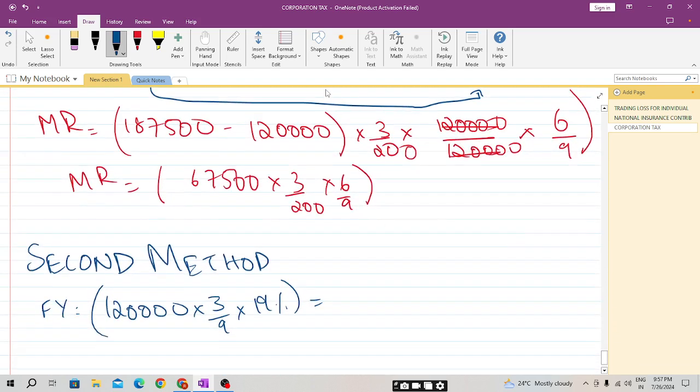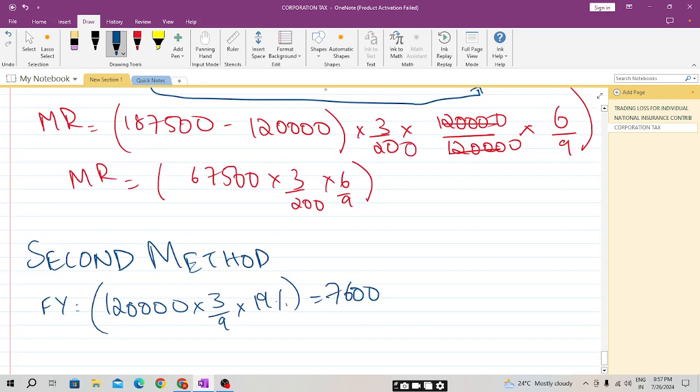We need to concentrate on the marginal relief, students, because here it is only for 9 months and 6 months is available for the marginal relief. It was 12 divided by 6. If it is 6 divided by 8, you need to see the accounting period also.